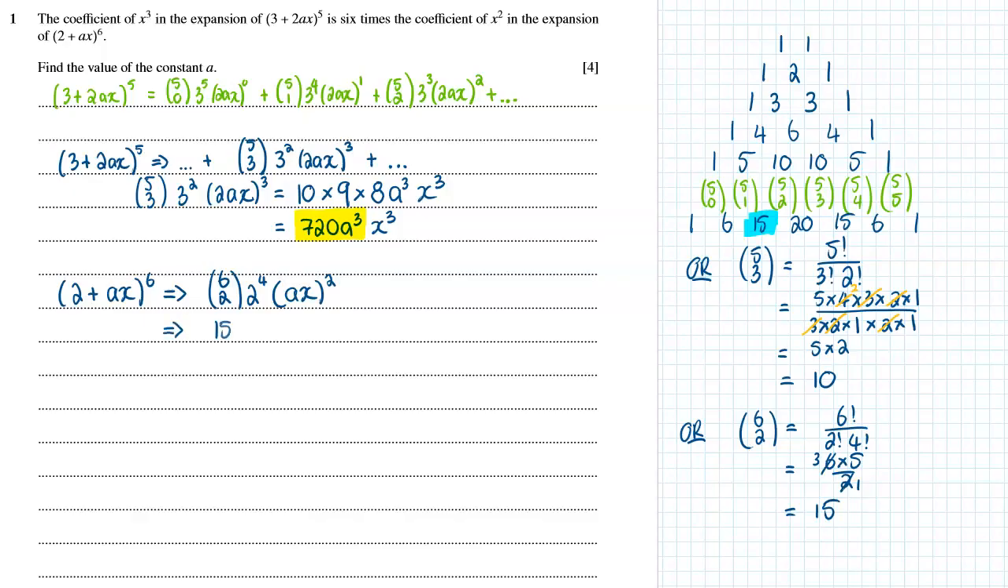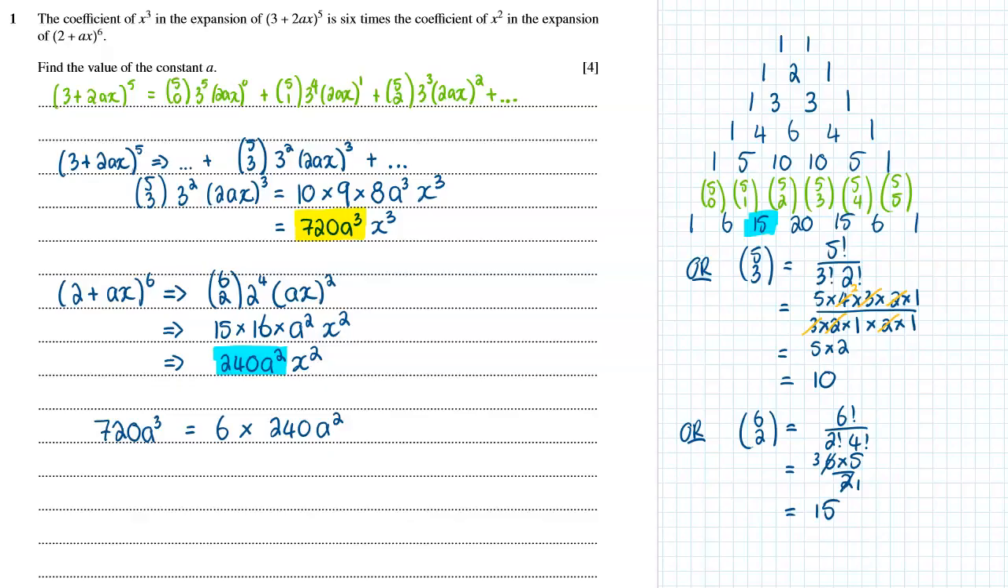So we have 15 times 2 to the 4 is 16, and then we have a squared, x squared, which means the coefficient, 15 times 16, 240 a squared, x squared. The coefficient, of course, is just the 240 a squared. Now, if we go back to the question, we're told that the first coefficient is 6 times the second one, so 720 a cubed is 6 times 240 a squared. From there, we're just solving for a.